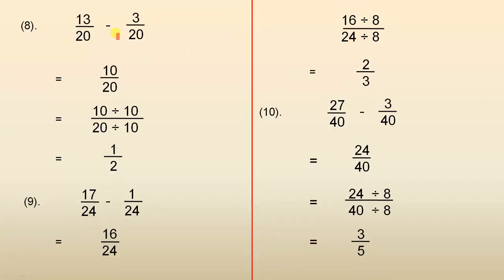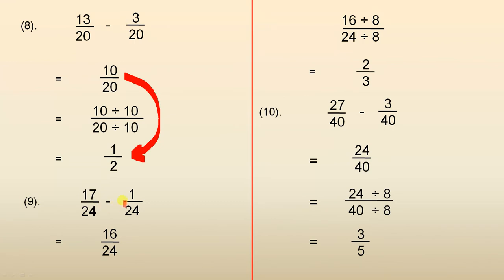13 over 20 minus 3 over 20. 13 take away 3 is 10, which is 10 over 20. What number divides into 10 and into 20 evenly? 10 does. 10 divided by 10 gives you 1. 20 divided by 10 gives you 2. So the answer is a half. So 10 over 20 is the same as a half.